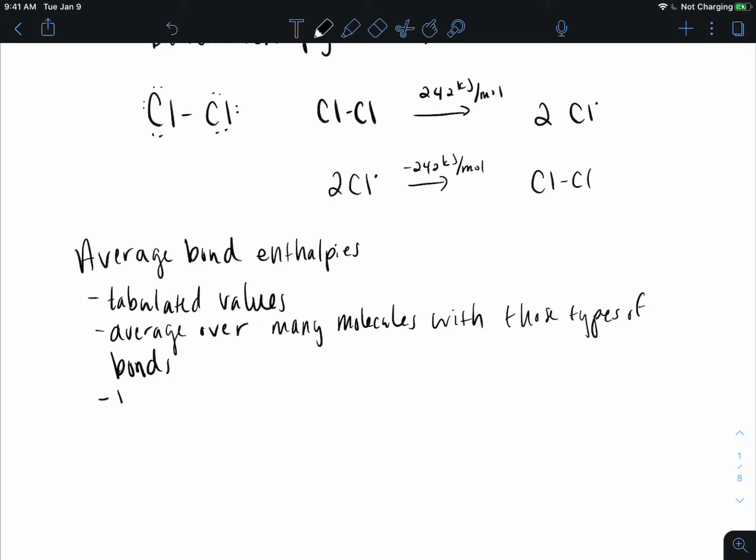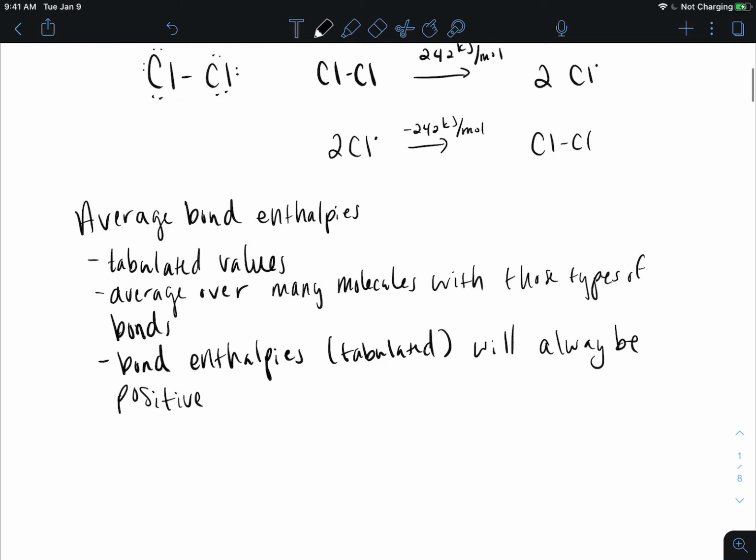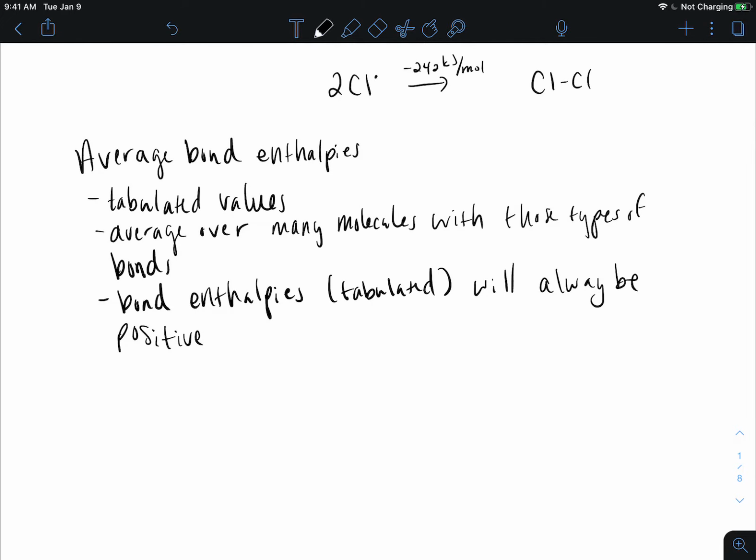Now, our bond enthalpies will always be positive. The values that are given in a table will always be positive, because it's always talking about how much energy is required to break that bond. But if we are forming that bond, we'll just put the negative sign to indicate that. The value of that bond enthalpy is going to be based on what atoms are involved in that bond and what type of bond it is.